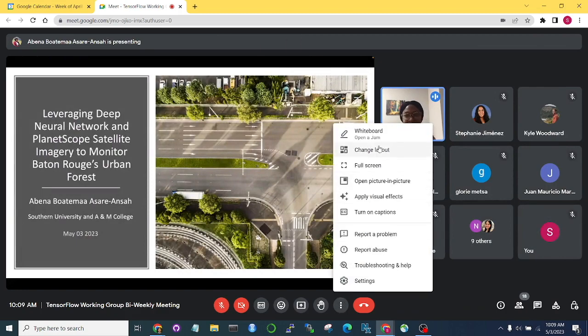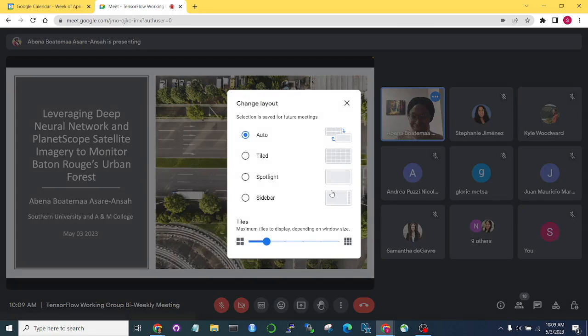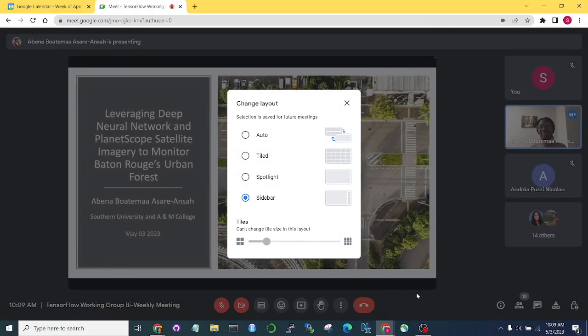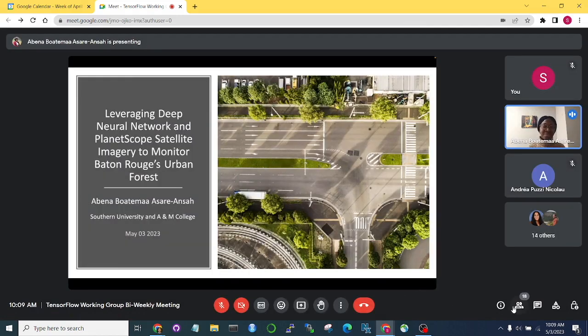So as Tim introduced, I'm Abena, and I worked on this project during my master's capstone at Southern University and A&M College. I was curious about how deep neural networks can be used together with PlanetScope satellite images to monitor urban forests. And I chose Baton Rouge because that was where I lived, so I wanted to conduct research on that.